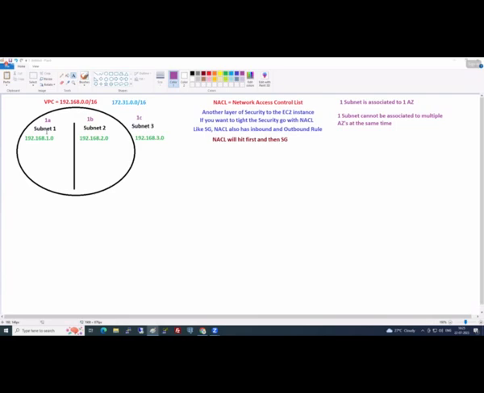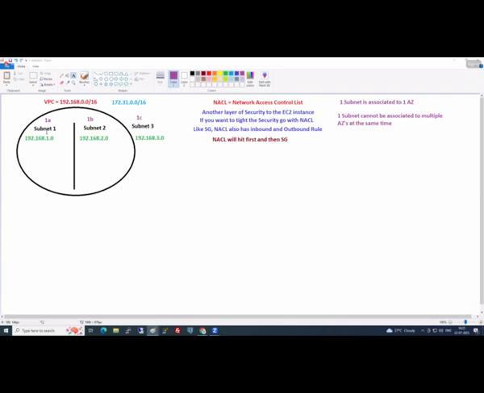Is it possible to have 1D? Who manages availability zones? AWS. So it is not possible for us to have 1D. Your subnet 3, subnet 4 will be in which availability zone? 1A. Subnet 5? Subnet 6? So one availability zone can have multiple subnets?